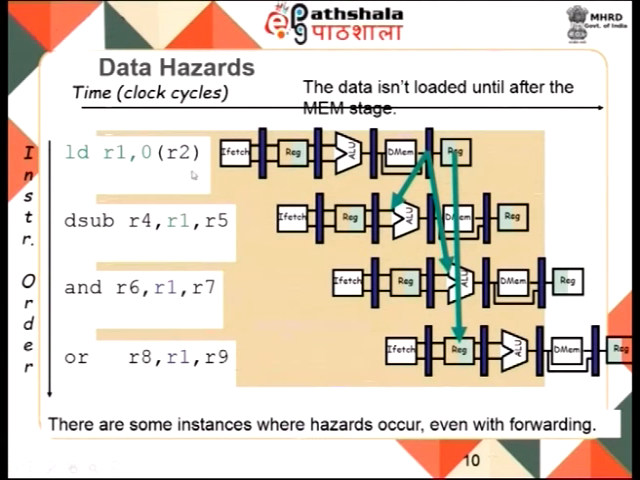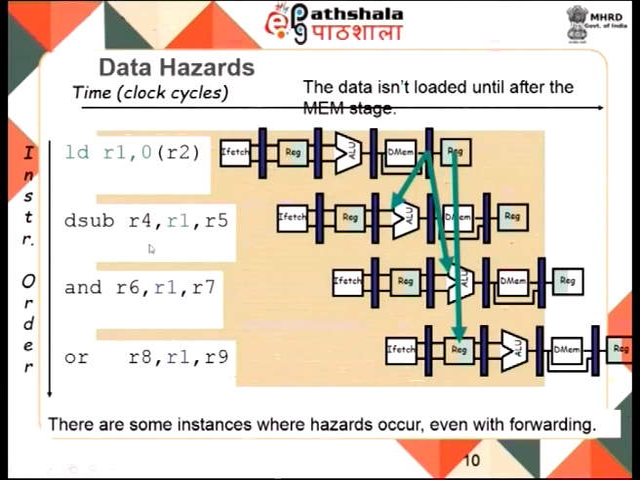Now, look at a different sequence of instructions. Let us assume that you have a load instruction. The load instruction loads from some memory address, here 0(R2), into your register R1. Now, that data access happens only during the 4th clock cycle, because the data access only happens here for your load instruction. So, the data comes to the processor only in this clock cycle.